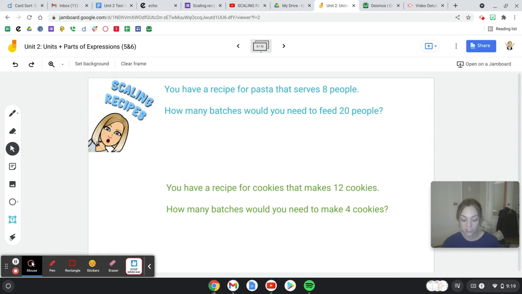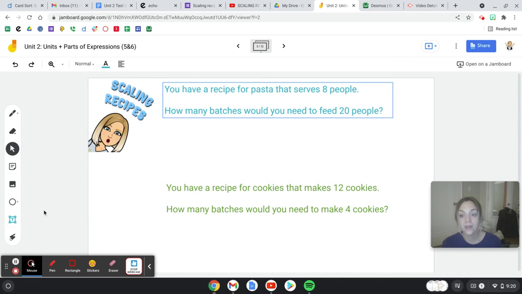So a batch is like one recipe. If I have one batch of this pasta recipe, it's going to serve 8 people. If I have 2 batches, it's going to serve 8 plus 8 because it's 2 batches. So 2 batches would serve 16 people. And obviously, I know if I'm going from 8 to 20, my recipe is going to be bigger, so I'm going to need a number bigger than 1.